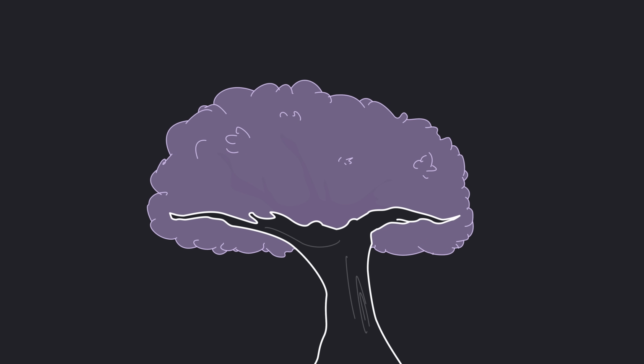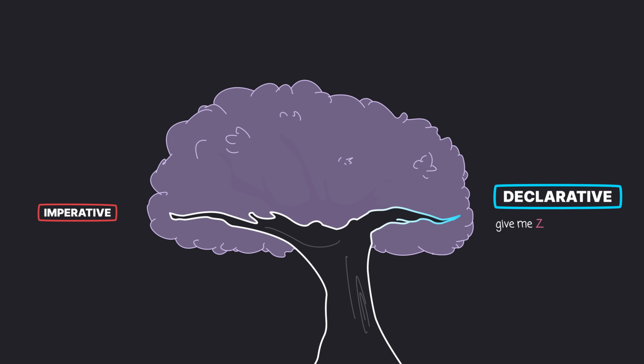It's a special tree though, one that we can use to show how programming languages branch into different families, just like spoken languages. Looking at the two biggest branches, we have imperative, or the paradigm of giving explicit instructions, basically the how, and declarative, or the paradigm of describing our goal, basically the what.